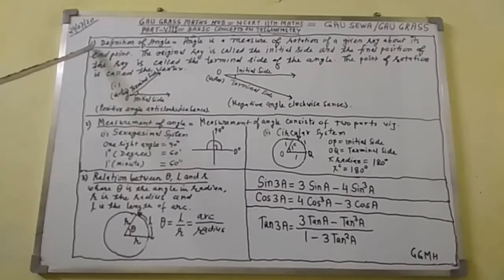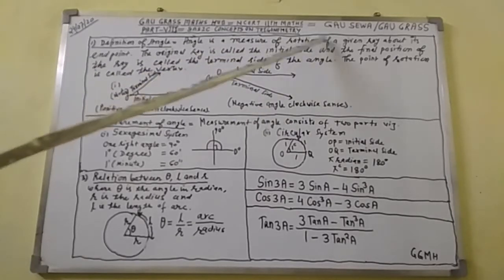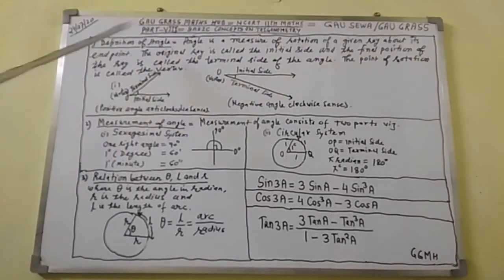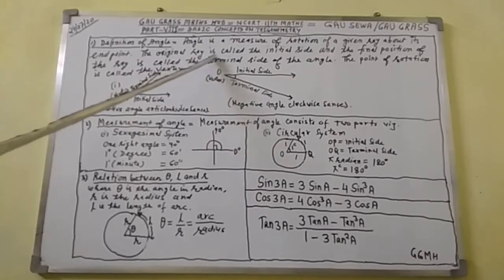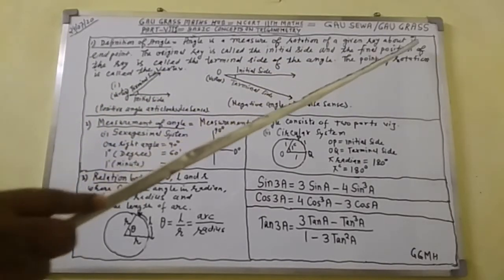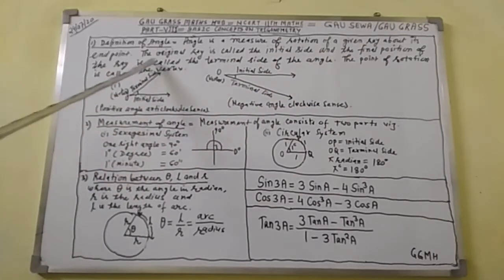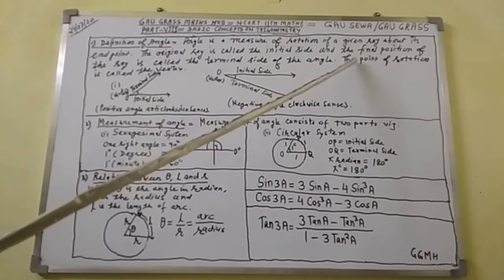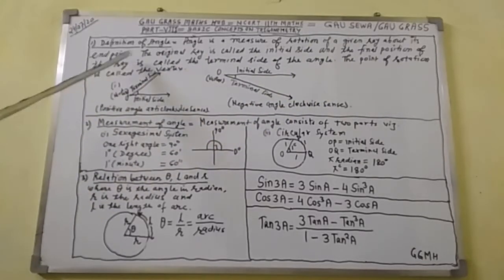Here I have mentioned point number 1, the definition of an angle. An angle is a measure of rotation of a given ray about its end point. The original ray is called the initial side and the final position of the ray is called the terminal side of the angle. The point of rotation is called the vertex.